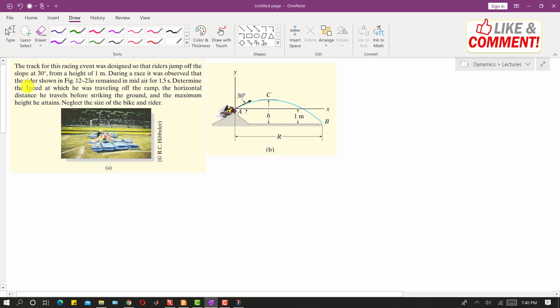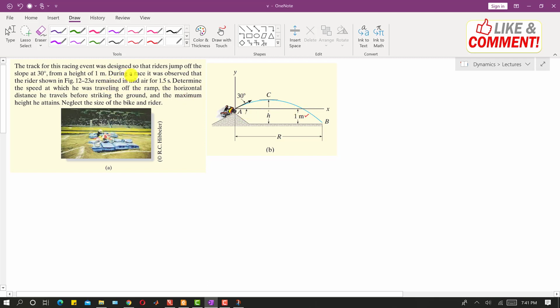Now I am going to solve an example on projectile motion. This is the second example. In this example it is said that the track for this racing event was designed so that riders jump off the slope at 30 degrees. So this is the rider which jumps at 30 degrees, and it is said that from a height of 1 meter. So this height is 1 meter, which is given in this diagram.